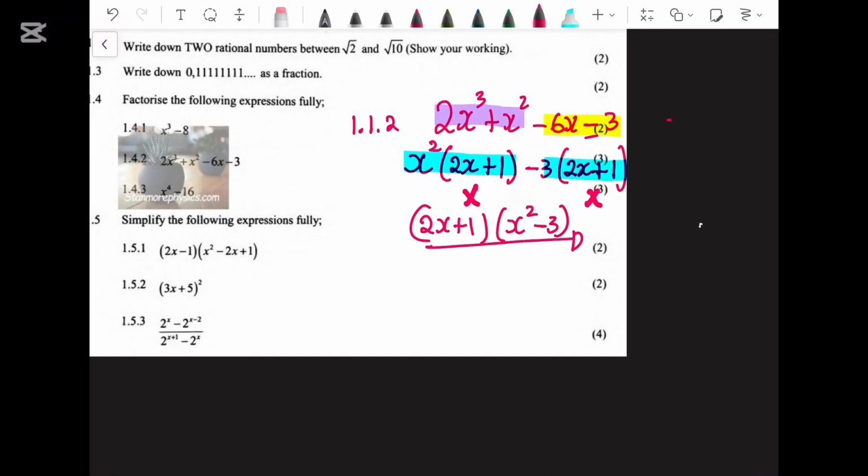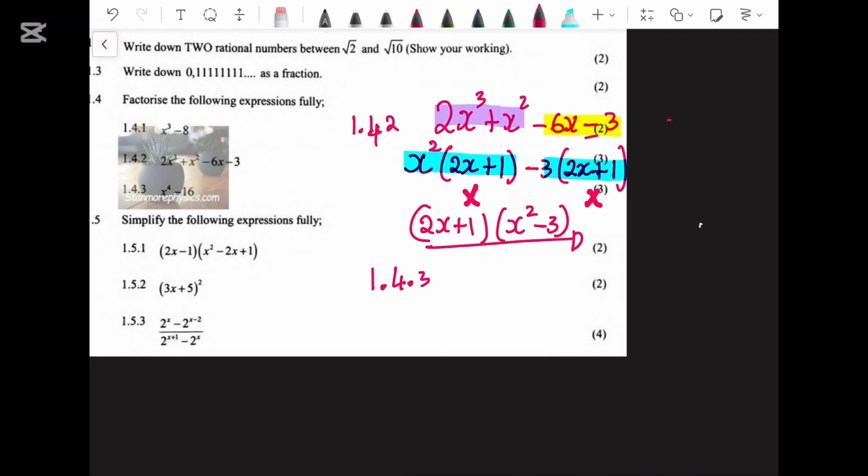Okay. And then 1.4.3. No, it's 1.4.2, this one.